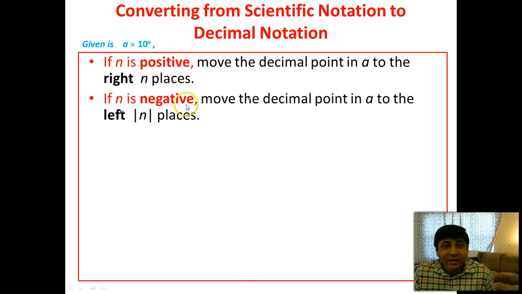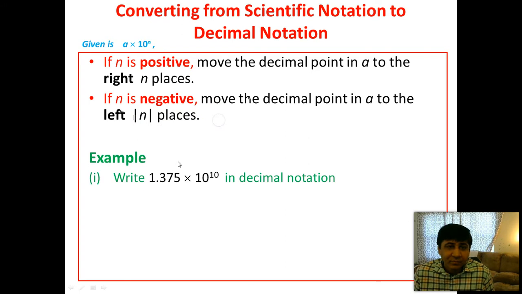So if n is negative, move the decimal point in a to the left n places, the absolute value of n places. Okay, let's look at an example. Suppose you want to write 1.375 times 10 to the power 10 in decimal notation.